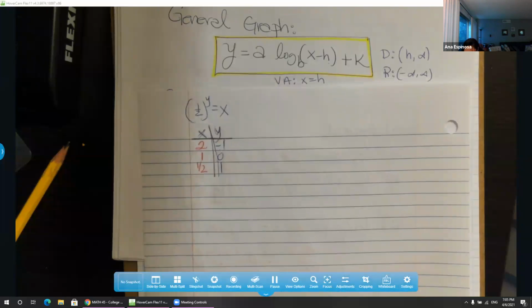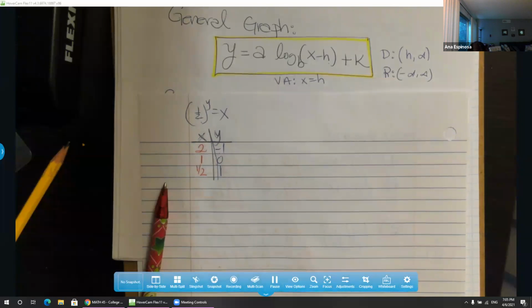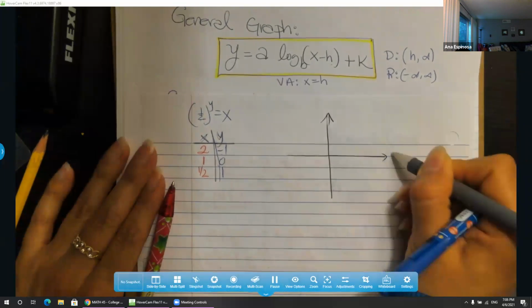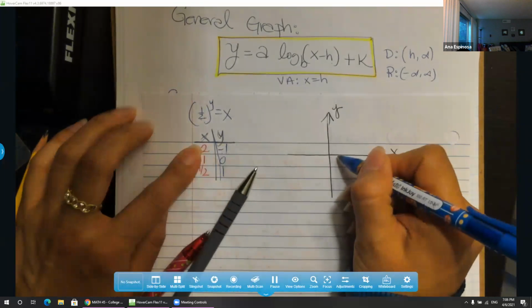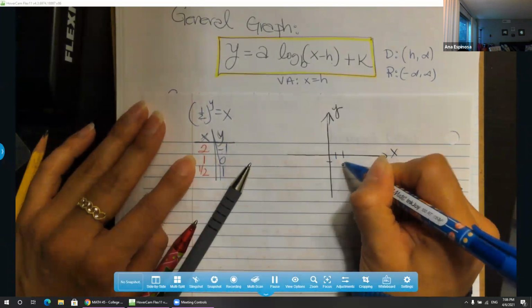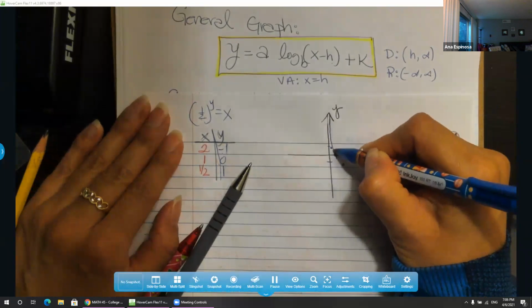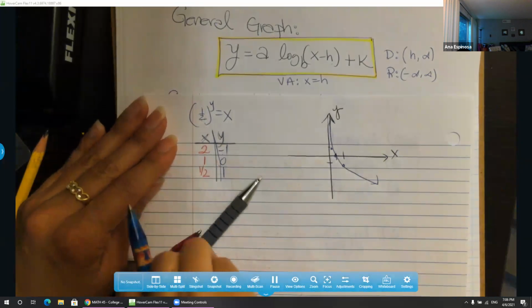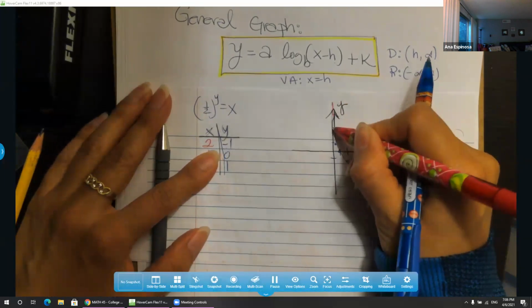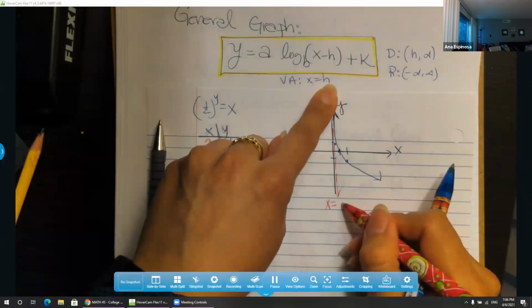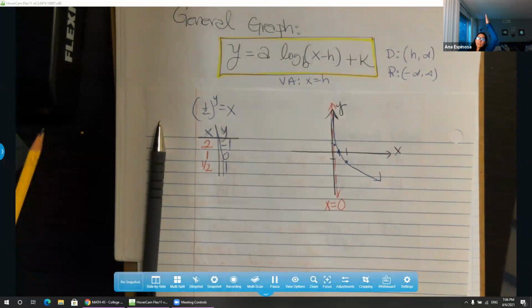So when you graph these, let me show you what it looks like. Let me do a quick sketch. You can make it pretty and everything, use graph paper. But basically what ends up happening is, here's your x, here's your y. 2, -1 is here. 1, 0, and then half, 1. So your graph is going to look like that. And my asymptote is going to be x equals my h, which turns out to be 0. X equals 0 is the y-axis. Y equals 0 is the x-axis.